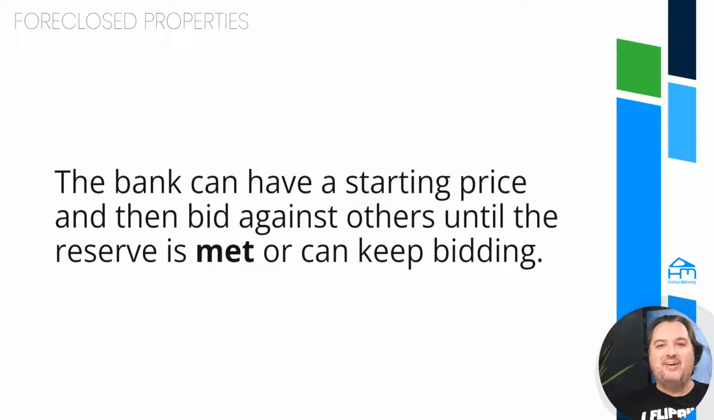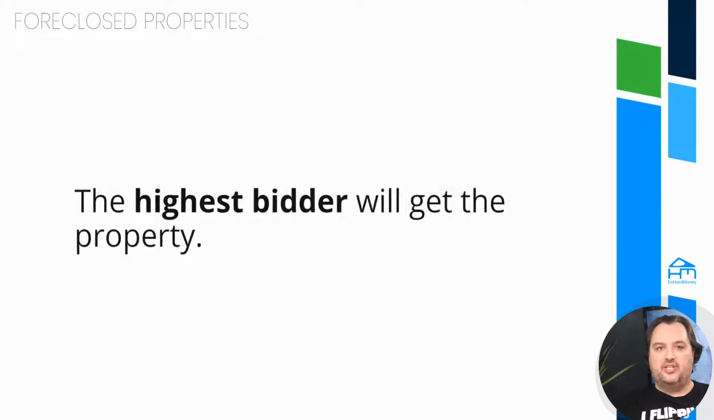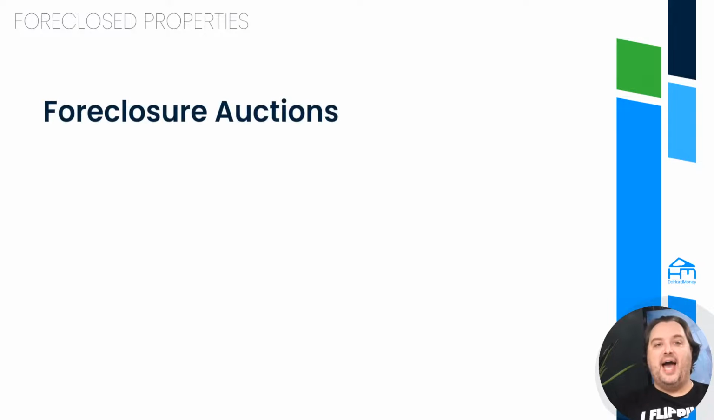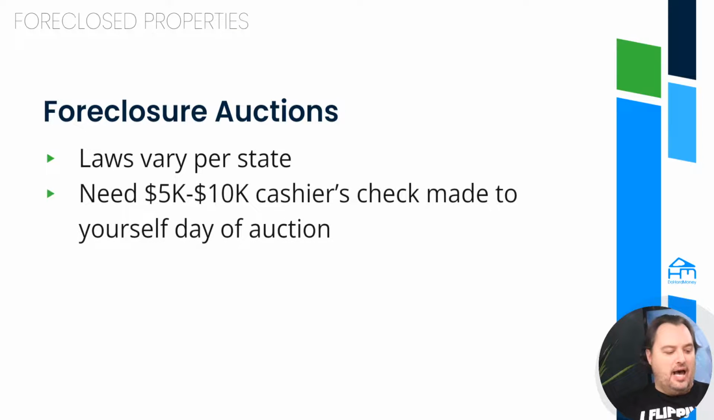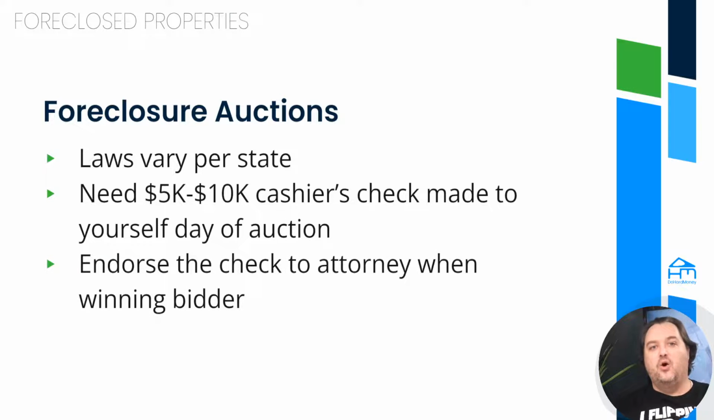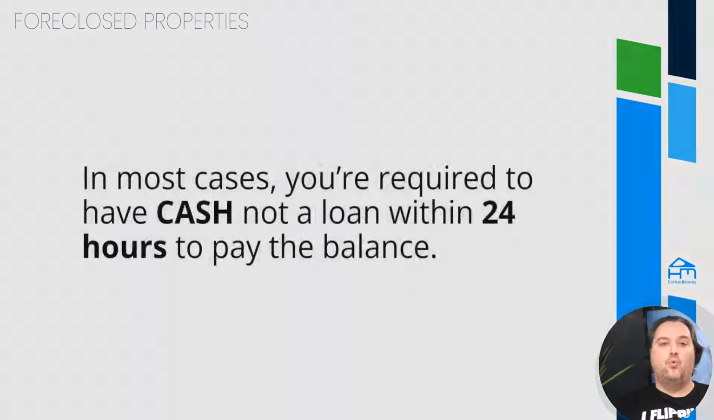So the bank can have a starting price and then bid against others until the reserve is met, or they can keep bidding. The highest bidder is going to get it as long as it meets the reserve, and sometimes the highest bidder is going to be the bank if it doesn't make the reserve. Foreclosure auctions vary by state, but in most states you're going to need a $5,000 to $10,000 cashier's check. You make that cashier's check out to yourself, and then you endorse it over to the attorney or to the court if you happen to be the winning bidder.